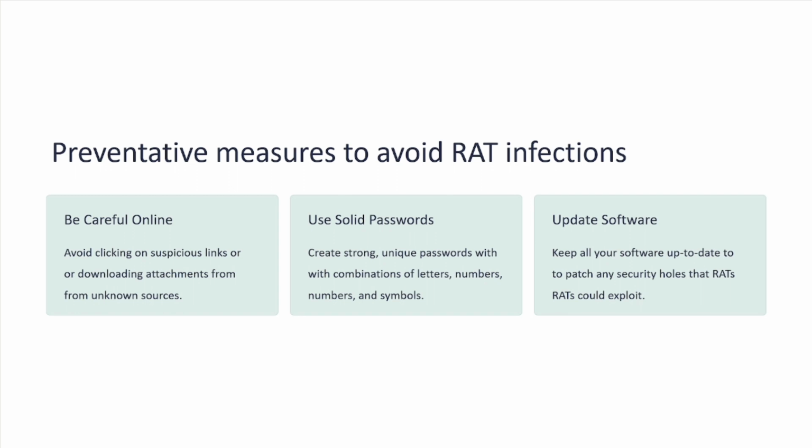What are the preventive measures to avoid a RAT? First is be careful online. Just be aware of what things you are downloading into your system and what things you are installing, what is the capability of certain softwares, and which permissions you are giving to them.